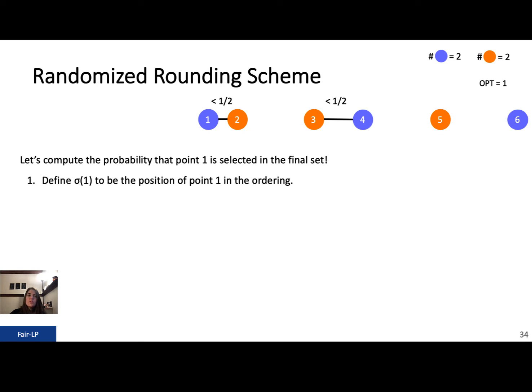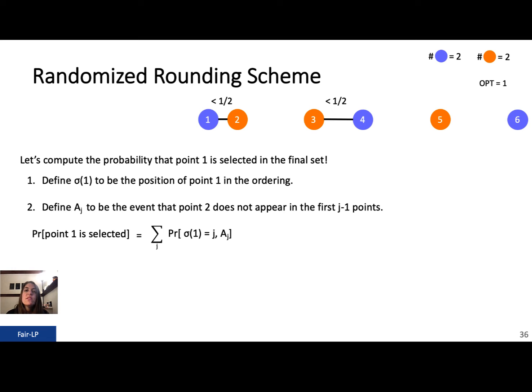To do so, let me define some notation first. Let sigma 1 be the position of the ordering where point 1 appears. Now, for every position j in the ordering, define a_j to be the event that point 2 does not appear in the ordering before point 1. In other words, point 1 can be picked. Now, the probability that point 1 is selected is the sum of the probabilities that point 1 appears in position j and point 2 has not appeared in the first j-1 positions.